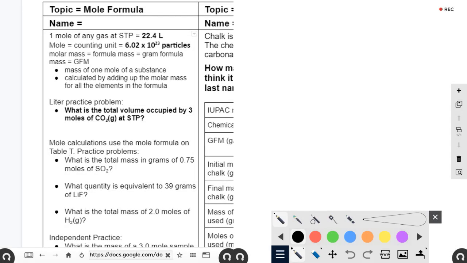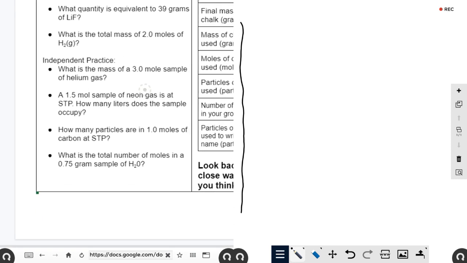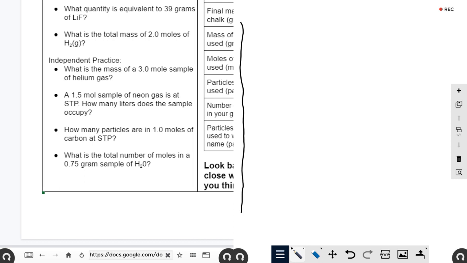Okay, I'm going to show you how to do the independent practice problems on the mole formula sheet. This part right here, all of this, is going to be done in class, so you can use the PowerPoint to do that. But this part at the bottom, the independent practice problems, is what we're going to go through.